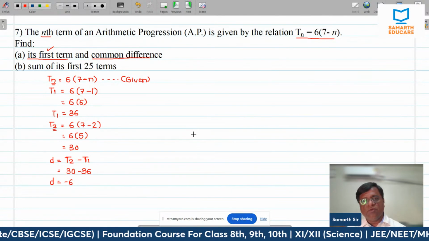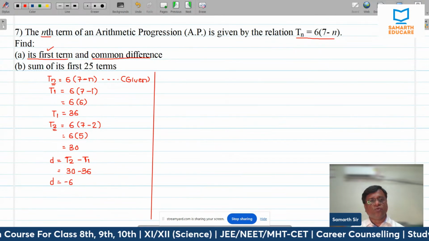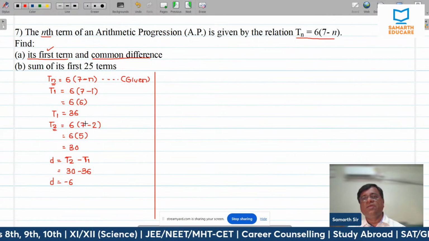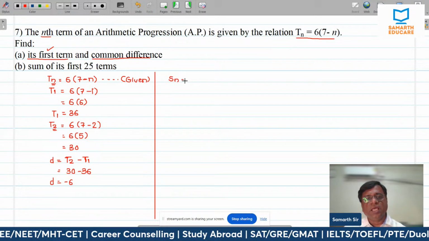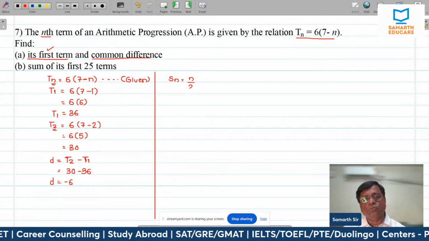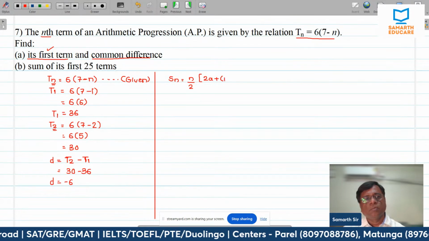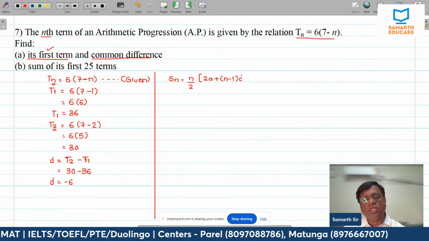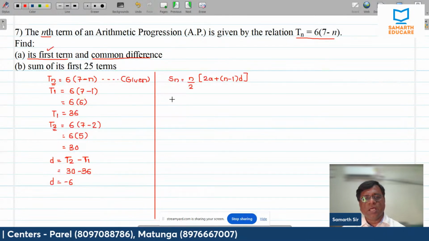Right, now let me go to the next question. He is asking for the sum of first 25 terms. First 25 terms. That means we have to find Sn. Sn is n upon 2, 2a plus n minus 1 into d. Now what comes in place of n here? 25. This is a CBSE question.